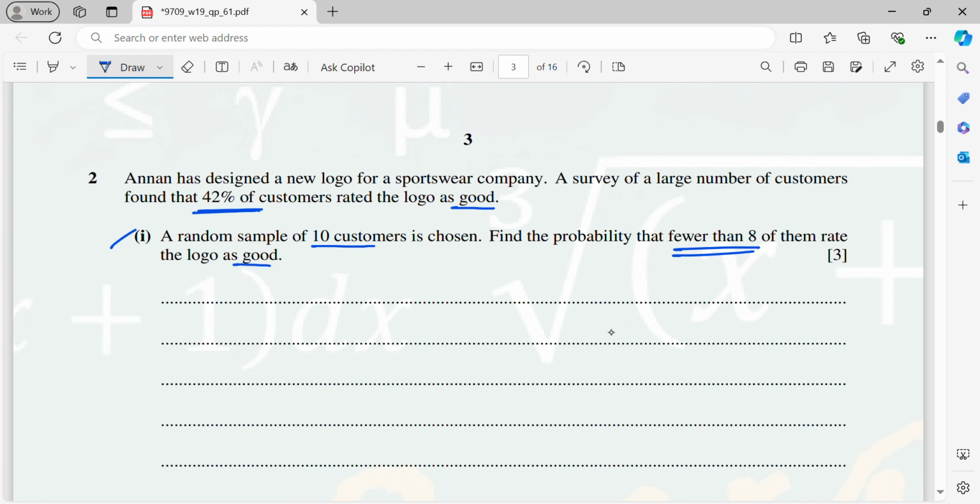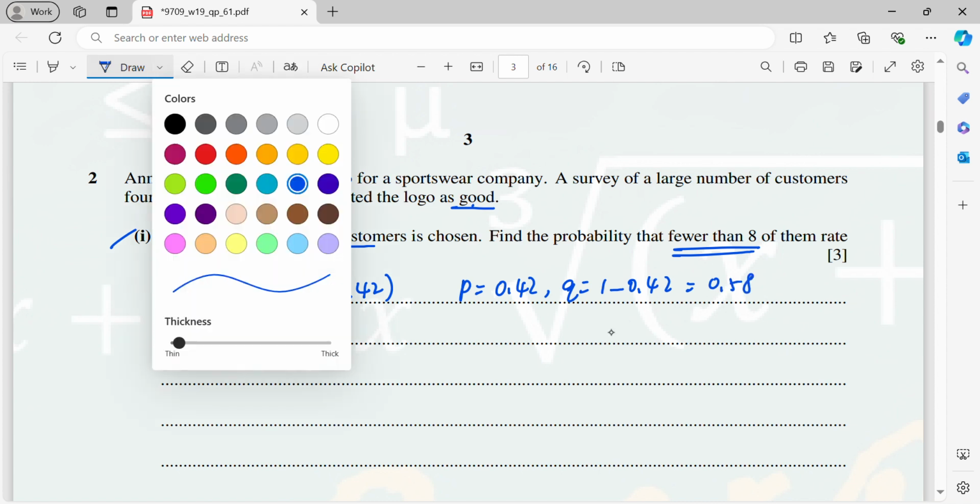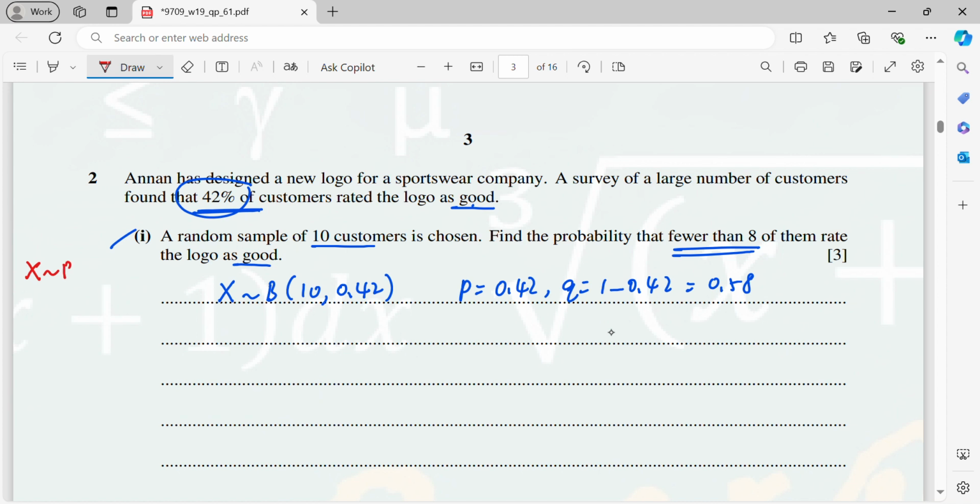So, the number of customers means that this is a discrete random variable. Therefore it is binomially distributed. So now our distribution is n is 10. Rated as good is with probability of 0.42 because 42%. So from here I will say p is 0.42 and then q is going to be 1 minus 0.42, that is going to be 0.58. Now, for your information, when X is binomially distributed with n and p, the probability of X equals x is nCx, p^x, q^(n minus x).